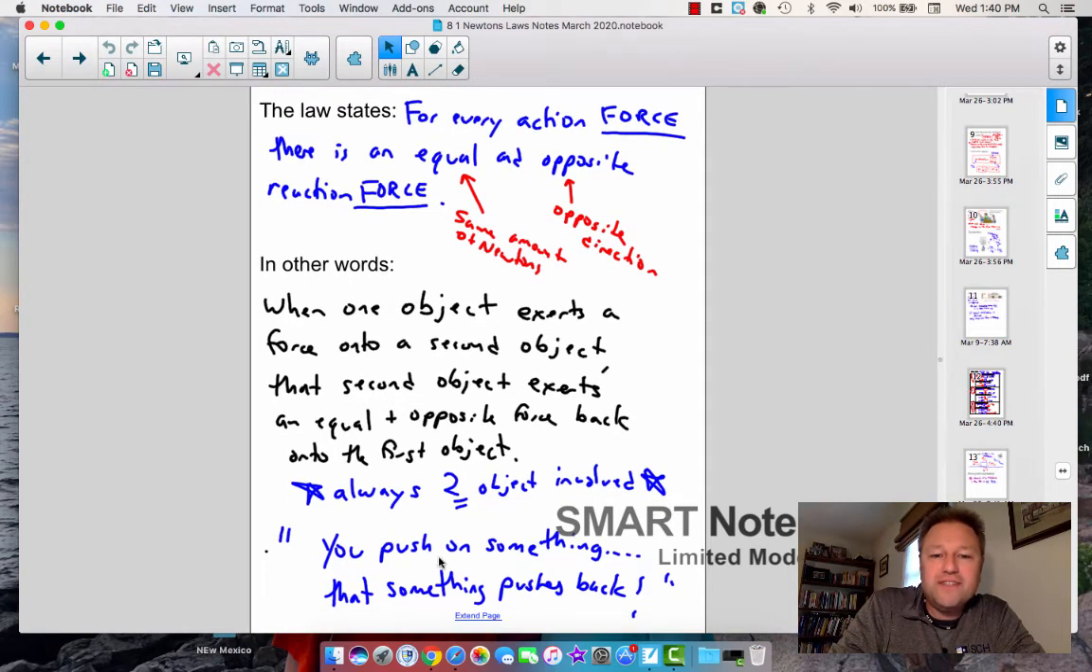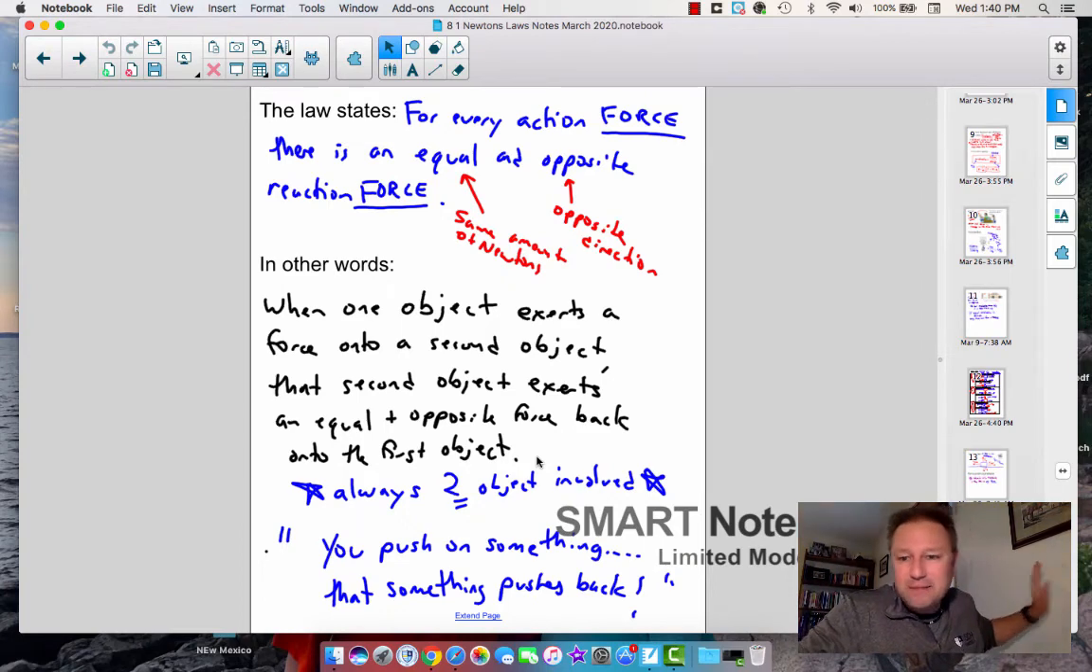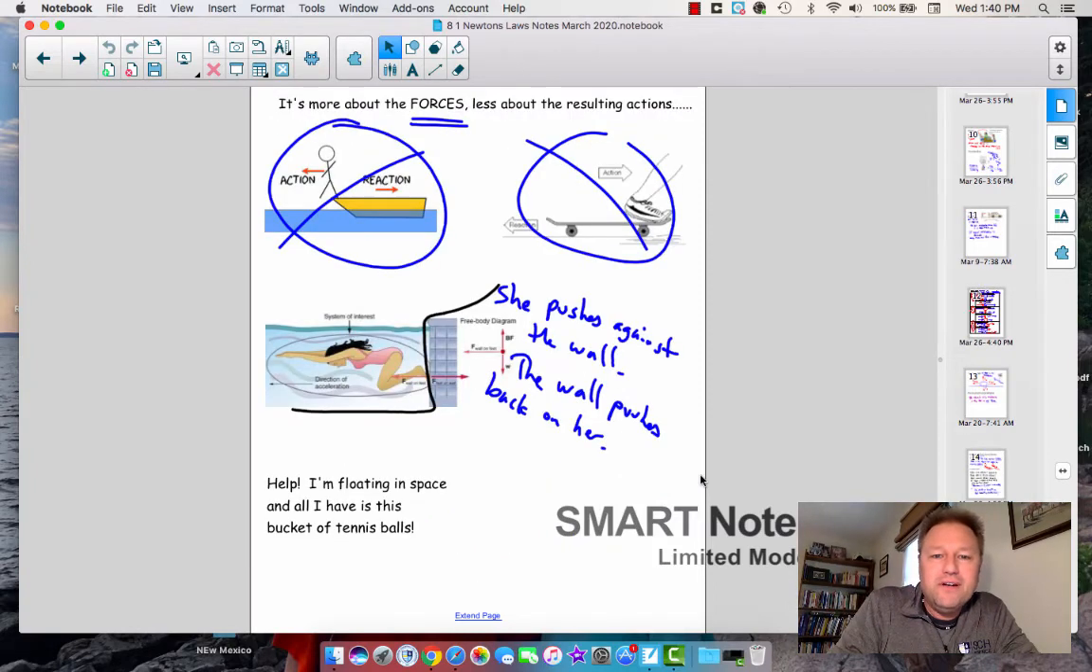Always two objects involved, and this idea of if you push on something, that something will push back on you. I can push on the wall and the wall's pushing back on me. I can feel it. We take that a little bit further. A classic, I think a really helpful example, is to think about the person in the pool. If she wants to accelerate in this direction, she has to feel a force pushing on her to make that happen. She can make the wall push on her if she pushes on the wall. And the harder she pushes on the wall, the harder the wall will push back on her, the more she can use that reactive force to move through the water.